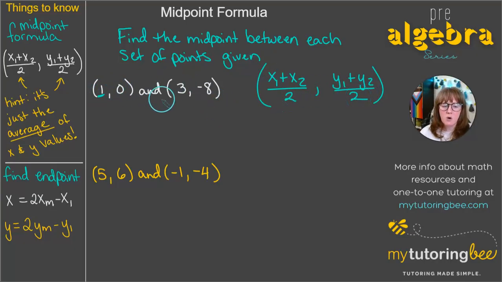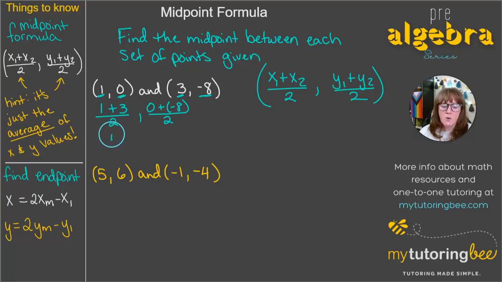So our x's are 1 and 3. So we're going to do 1 plus 3 over 2. And then our y's are 0 and negative 8. So we're going to do 0 plus negative 8 over 2. And then let's simplify and solve.